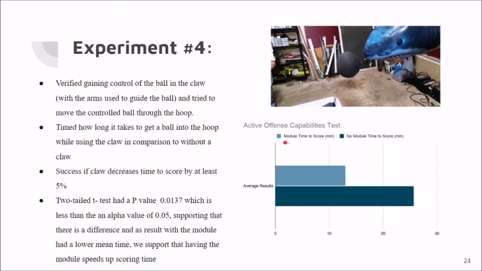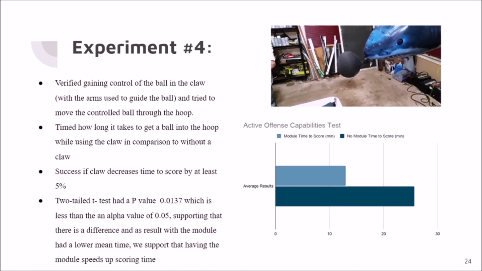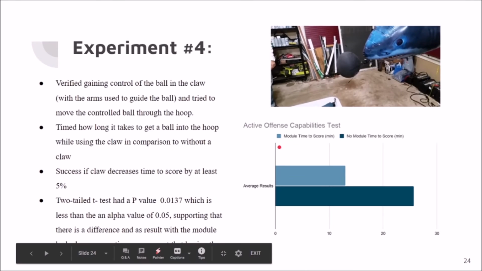As you see in this chart, you can see the module time to score and the non-module. So as you can see, the module is a lot shorter. It was around 13 seconds and the other one was 24.7. So it's almost twice as fast at scoring. A two-tailed t-test verified this, so that deems this a successful implementation.